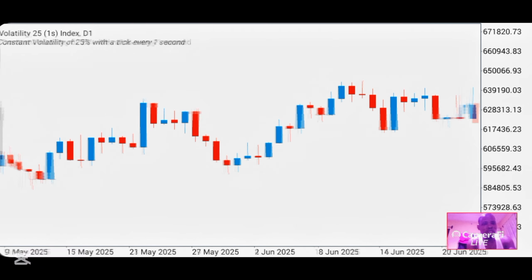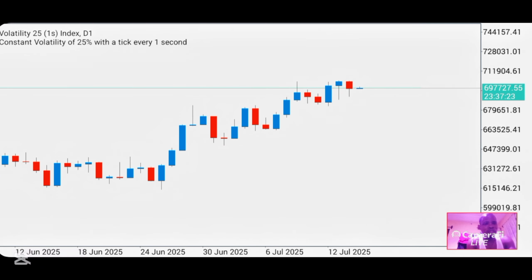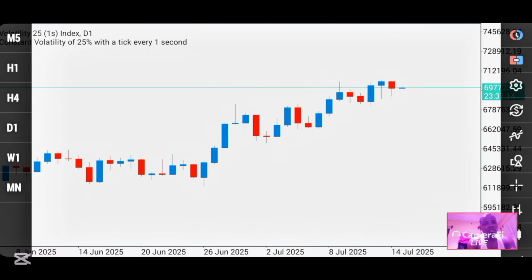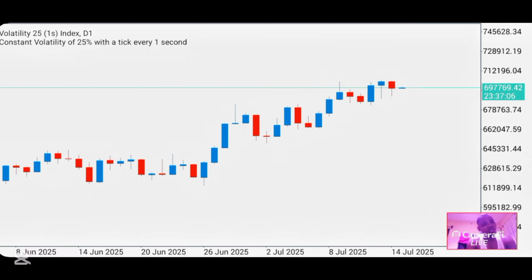Look at what happened yesterday. This is what happened yesterday. So you don't need to go far. You can just pick your analysis based on the kind of move that you want to get in the market. Do you understand? The kind of pips you want to get.